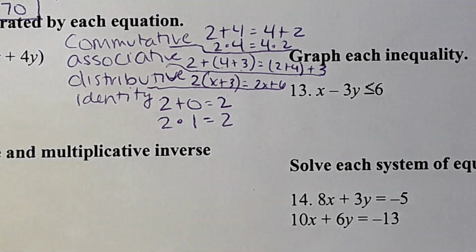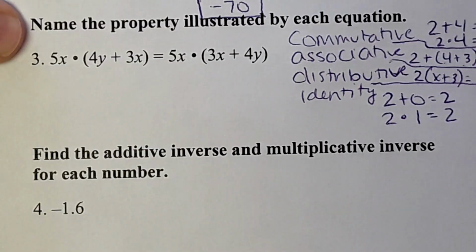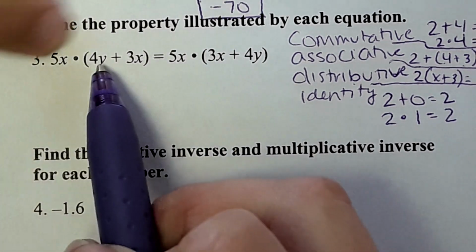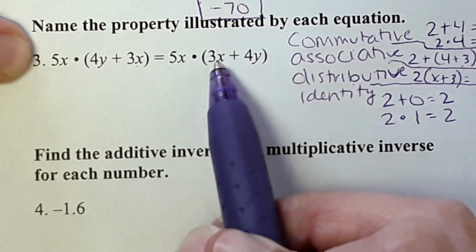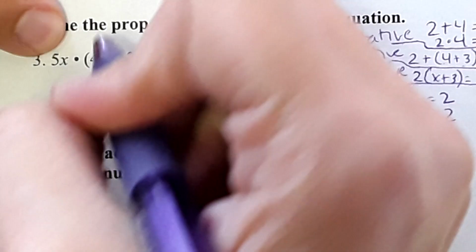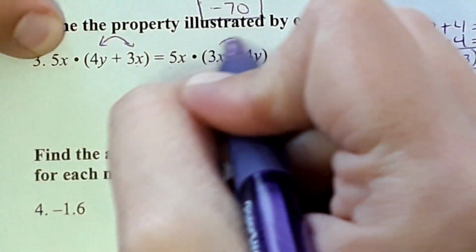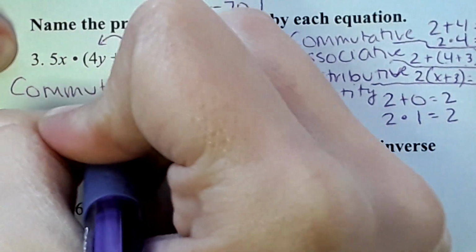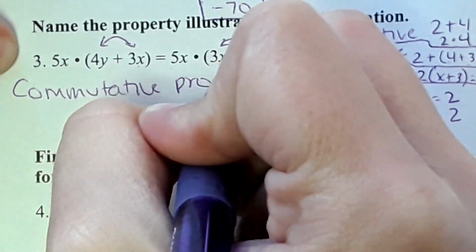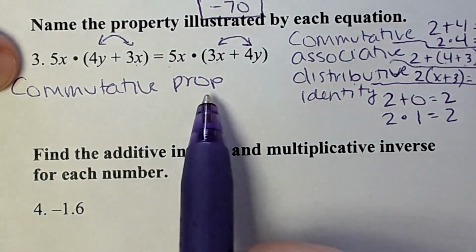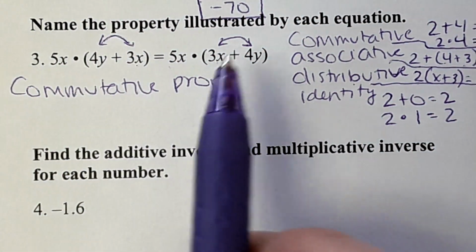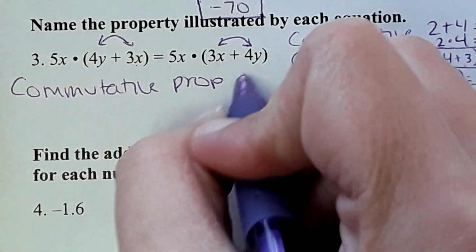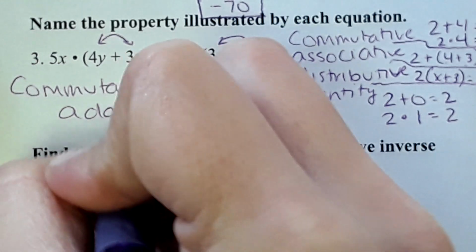So then considering that, naming this property, we would look and see if the numbers are in this 5x, 4y, 3x, 5x, 3x, 4y. So the order changed, these two switched places. So that is commutative property. And then in the answer choices, it'll have commutative property of addition and commutative property of multiplication. Where the switch happened, it's addition, so this would be of addition.